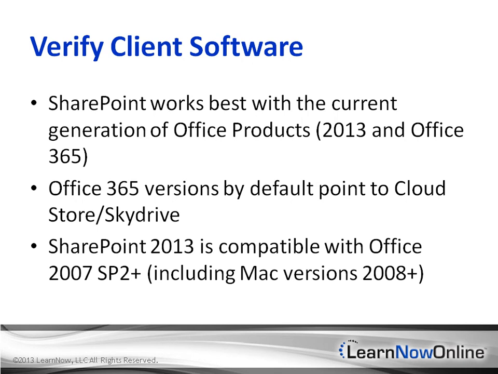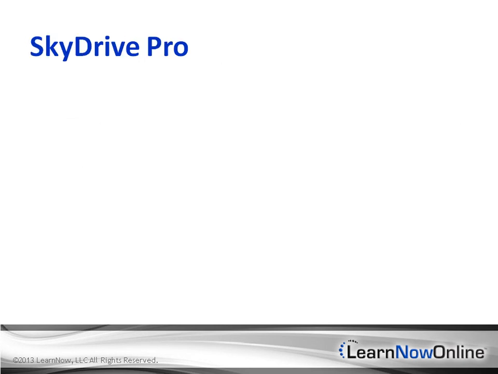The SP2 is important because you do need at least SP1 for Office 2010 on the desktop to make sure that some of the different pieces that SharePoint uses, some of the different APIs, are supported. Note that this does include Mac Office versions 2008 and forward. So it's not just your Windows users that can use your SharePoint very well. If you have Macs running Office, then those can participate in your portals and your work sites as well.